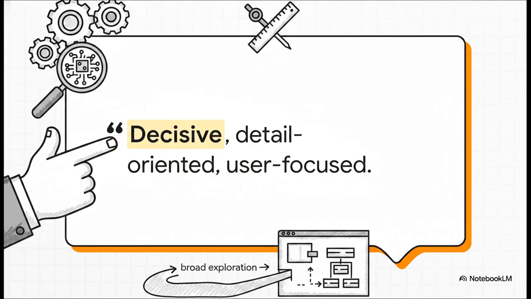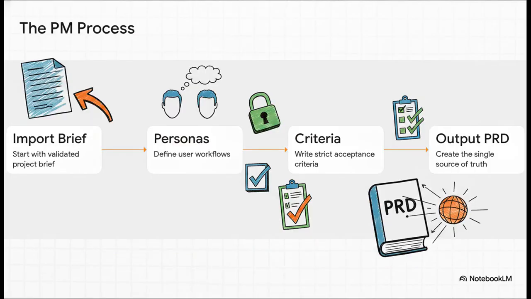The PM is decisive, detail-oriented, and intensely user-focused. They are the ones who transition us from the analyst's product exploration into very strict, non-negotiable product requirements. The PM agent takes that project brief and creates your single source of truth, the Product Requirements Document, or PRD. They define the user personas, map out the workflows, and most importantly, they write incredibly strict acceptance criteria.